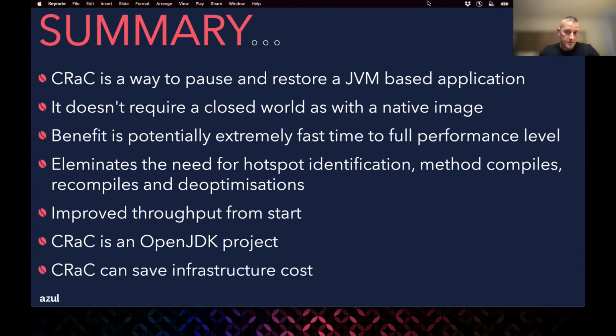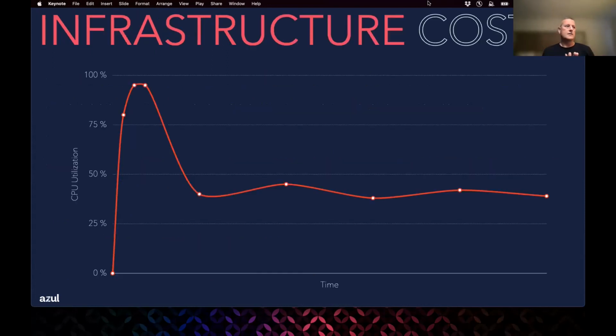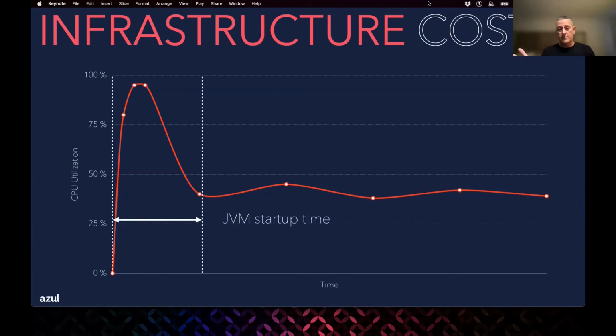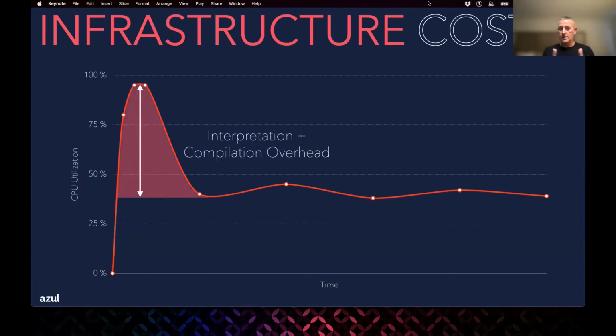And it can also save infrastructure costs. So you might ask yourself, how should it save costs? If you run it on a cluster of nodes, you probably know this kind of graph. On the y-axis you have the CPU utilization, on the x-axis you have the time, and you see this peak in the beginning in the CPU utilization. Usually this is the JVM startup time. It is more or less the interpretation and compilation overhead that we see in the beginning of the JVM startup, because every class has to be interpreted, C1 compiled, C2 compiled, optimized, and so on. And it just takes CPU because at the same time your application is already running.